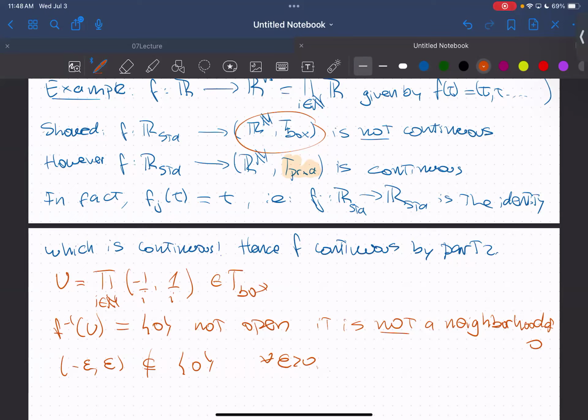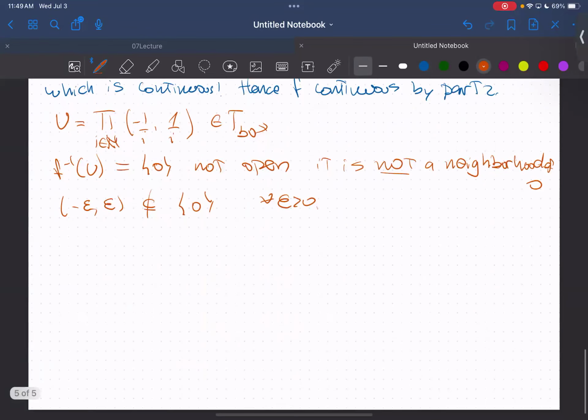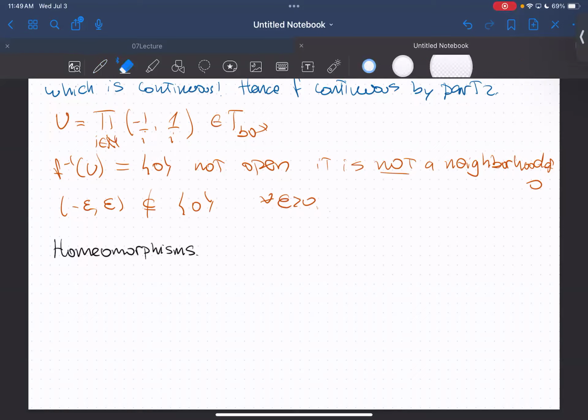So that's one thing. I think this is a very good argument why the product topology is better, at least from a categorical point of view, whatever that means. Now, the next thing I want to discuss today is, at least very briefly, homeomorphisms. The idea here is, if you've done a linear algebra class, you know what a linear isomorphism is. Well, this is the topological version of that.